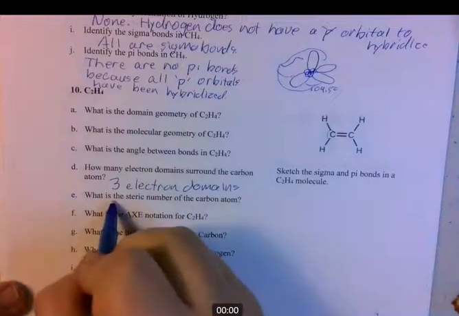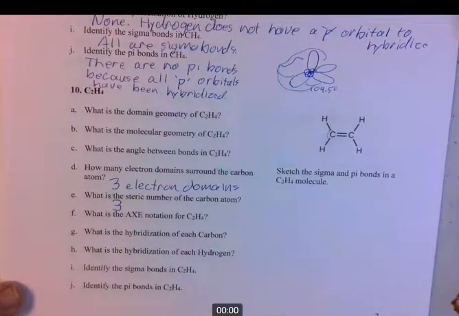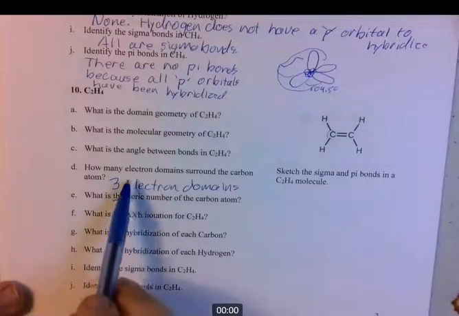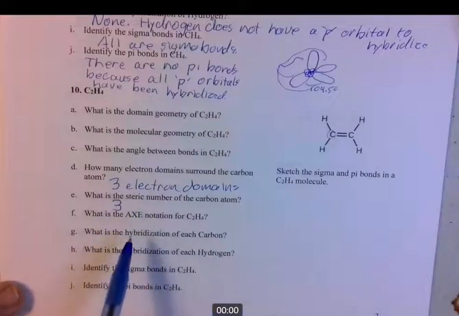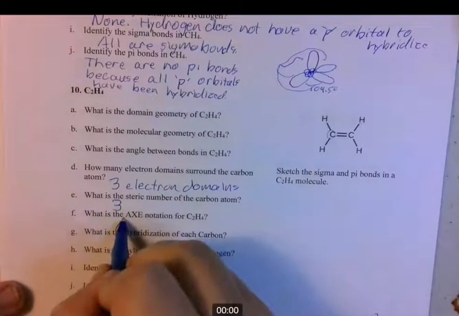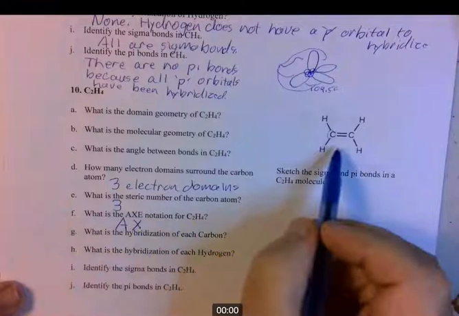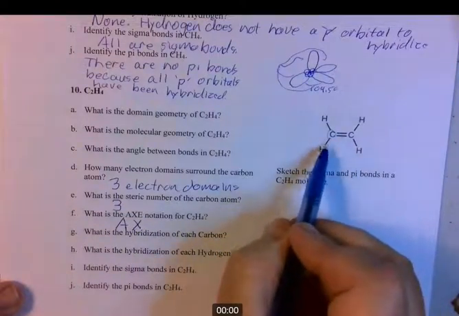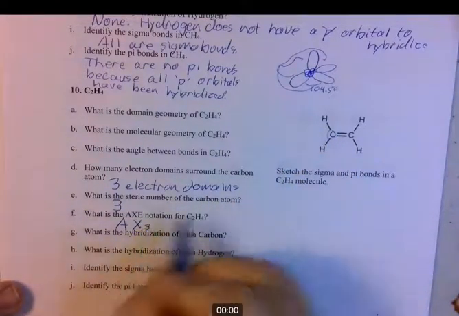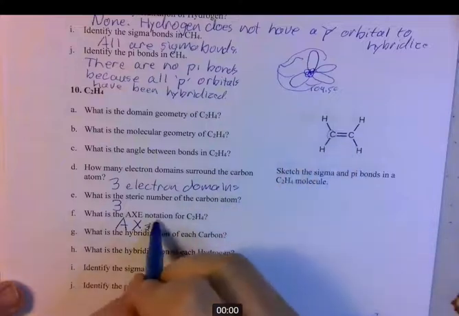And what's the steric number? It's 3. It's always the same. Those two are always the same. I'm just trying to introduce you to this new concept. What is the AXE? So it's best to start with D, E, and F, and AXE for this is going to be AX3. It has 3 bonding domains, 1, 2, 3, where there's bonds. And it has no lone pairs, so it's E0.